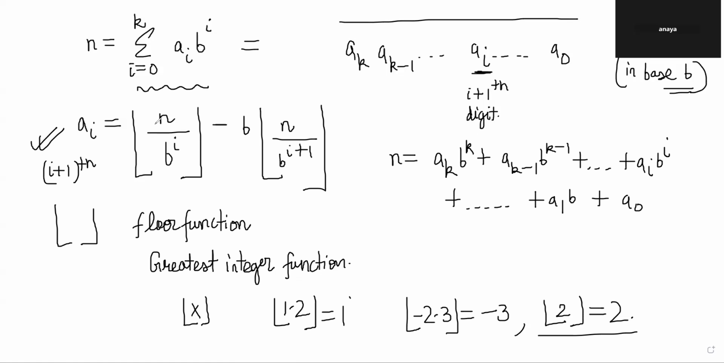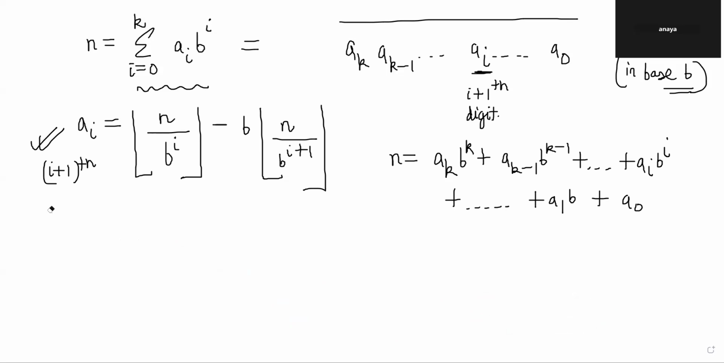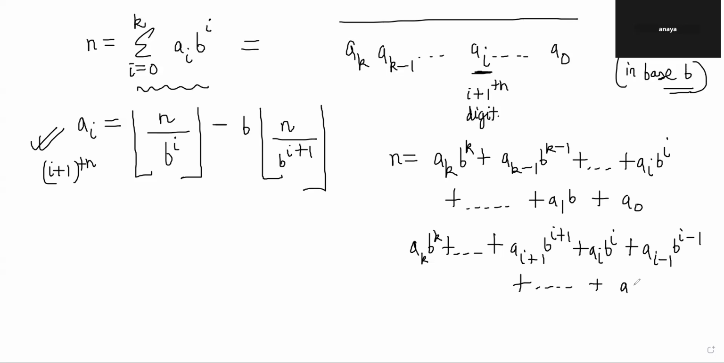Correct? So for n by b power i, you have to realize that there will be a term ahead of b power i. That will be the term a_{i+1} b^{i+1}. So here it would be a_k b^k plus so on till a_{i+1} b^{i+1} plus a_i b^i plus a_{i-1} b^{i-1}, and then lower powers, right? This is my n.